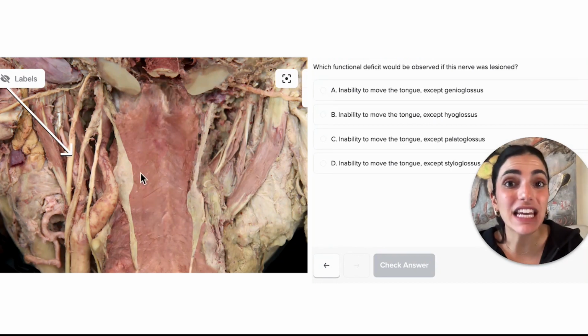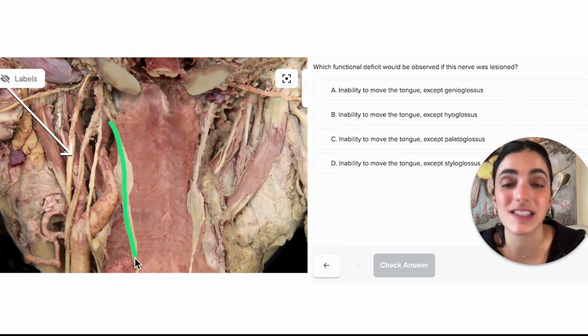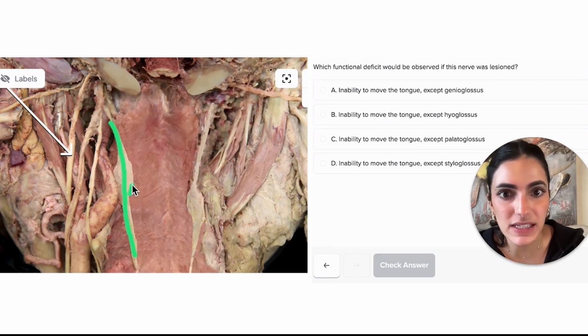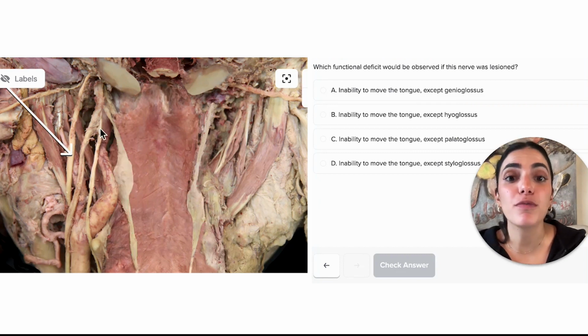Moving from medial to lateral, here we're going to find the sympathetic trunk or the sympathetic chain. We could see right over here the superior cervical ganglion. If we move more laterally to the sympathetic chain is where we're going to find the glossopharyngeal nerve.